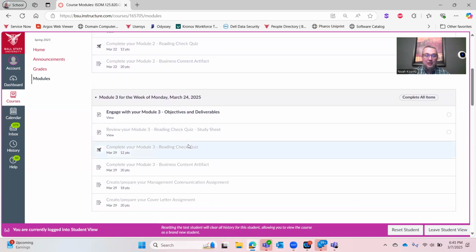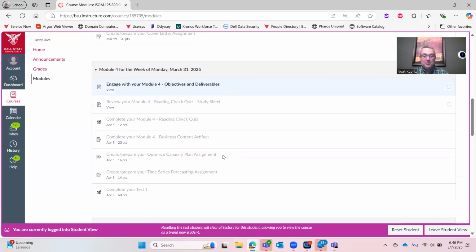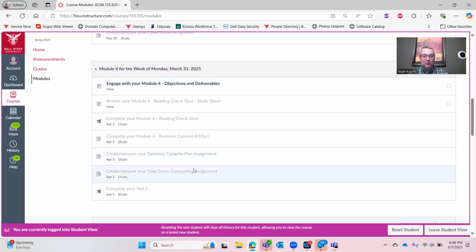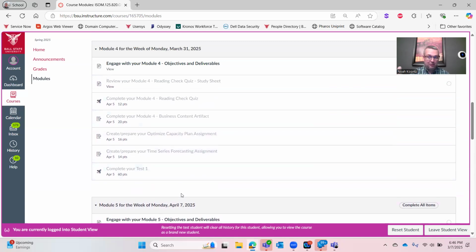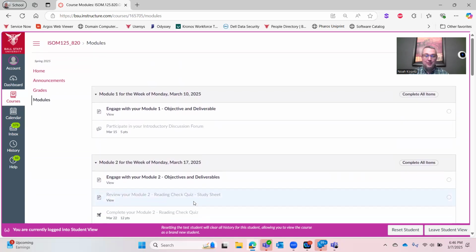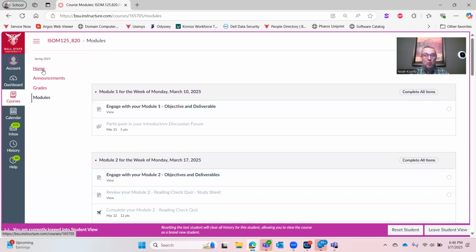We get down here into module three. You're going to notice we have the management communication assignment and your cover letter assignment. Those are your Microsoft Office assignments. These ones are going to be worth 40% of your grade, whereas other ones are worth 20%. Likewise, we're going to have time series forecasting, so on and so forth. Those are also 40% Microsoft Office assignments. So again, make sure you know what you're doing with that. If you have any questions at all, please let me know.